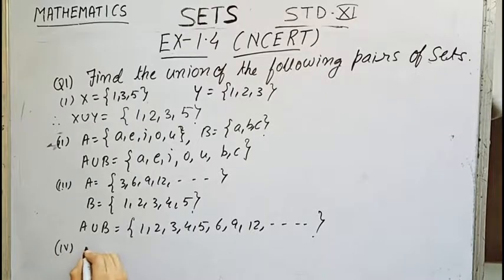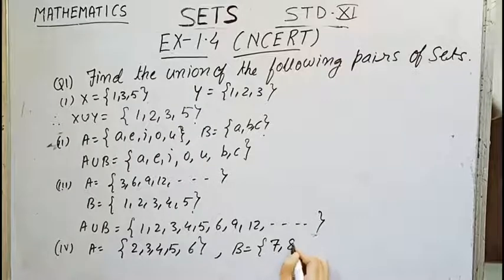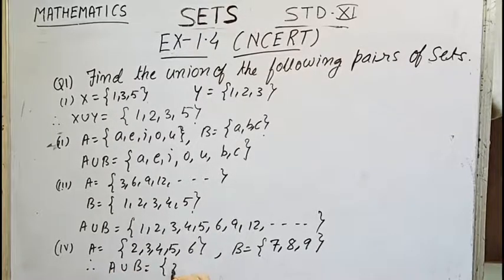Subpart number 4 is A equals x such that x is a natural number and 1 is less than x, which is less than or equal to 6. So A equals 2, 3, 4, 5 and 6. And B equals x such that x is a natural number and 6 is less than x, which is less than 10. That is, x lies between 6 and 10. So over here 7, 8 and 9. I think you understand, children. Therefore A union B equals 2, 3, 4, 5, 6, 7, 8 and 9.